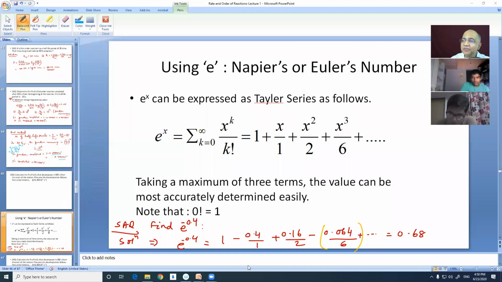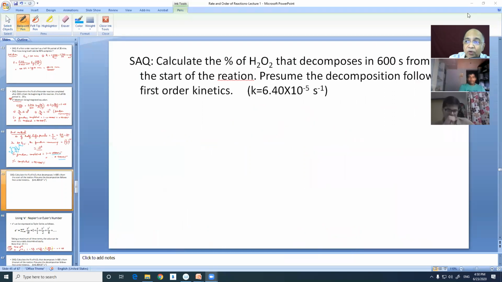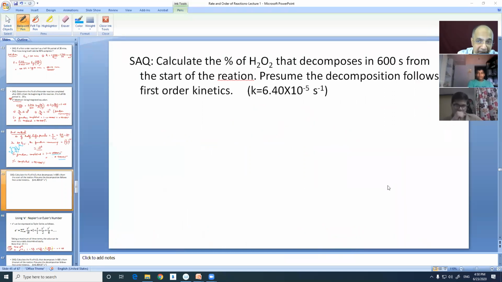Done? Have you written? Then using this, find what is the fraction remaining, and then 1 minus that gives the fraction lost, the fraction gone.